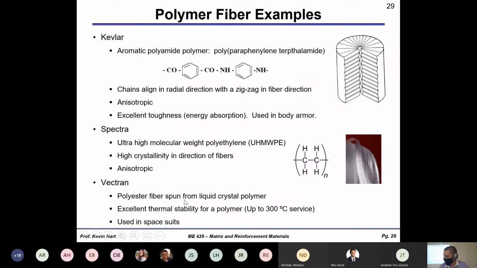All right, and then Vectran. This is another polymer fiber. It's polyester, and Vectran is very useful for its thermal stability. So it's actually used in space suits.